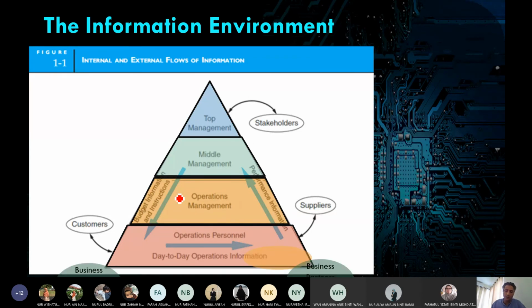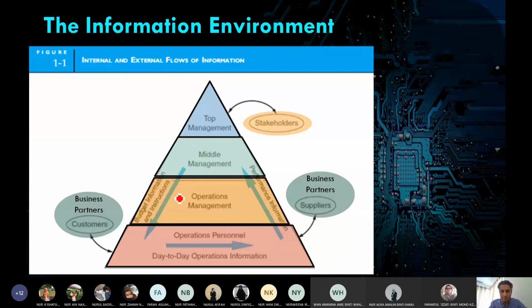How about externally? We have three main parties. One is the stakeholders, mainly the banks, also the shareholders, the tax agency, the government, and other organizations like related parties, competitors, and so on. They are interested to read the financial statement of the organization. And then we have the business partners, which are the suppliers and customers.